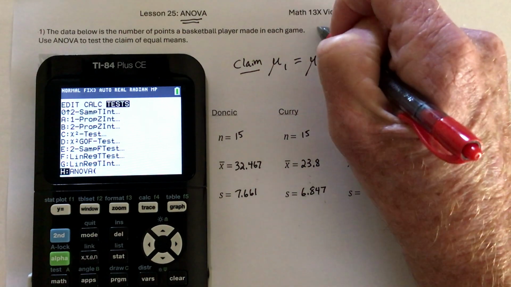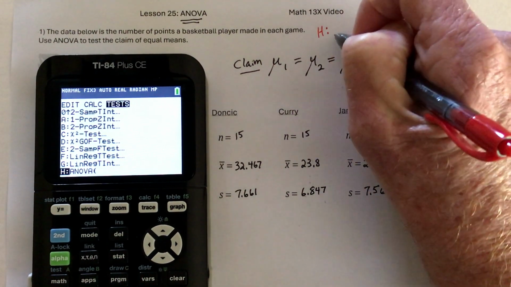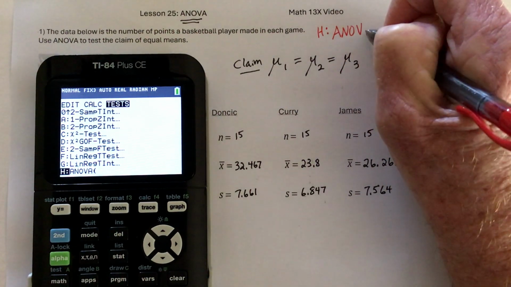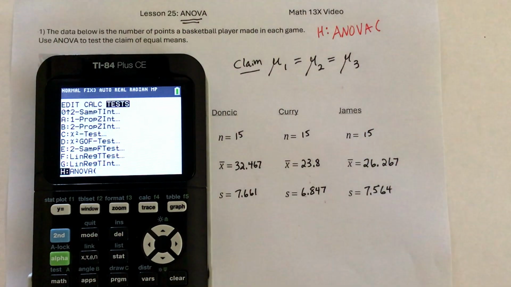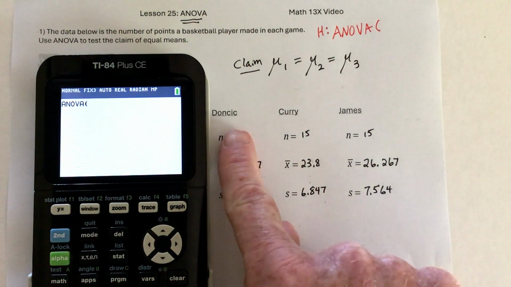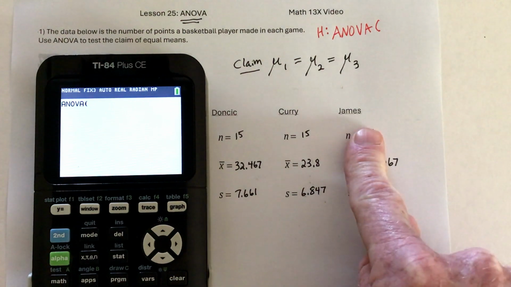So that is letter H, the ANOVA. And then it has a paren. So when you do that, it's just going to sit there on the home screen waiting for you. And you're like, hey buddy, what are you waiting for? Well, it needs to know list 1, list 2, list 3.